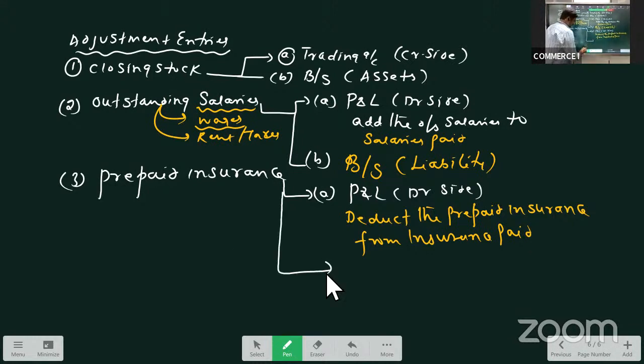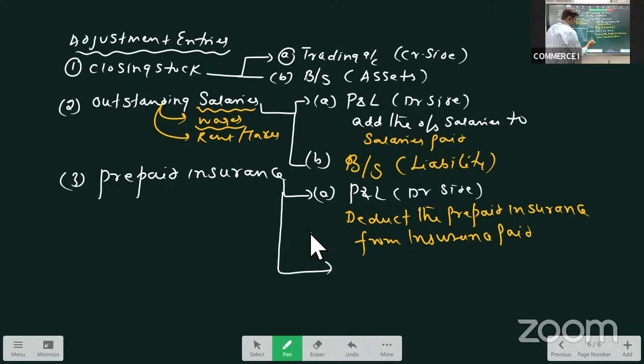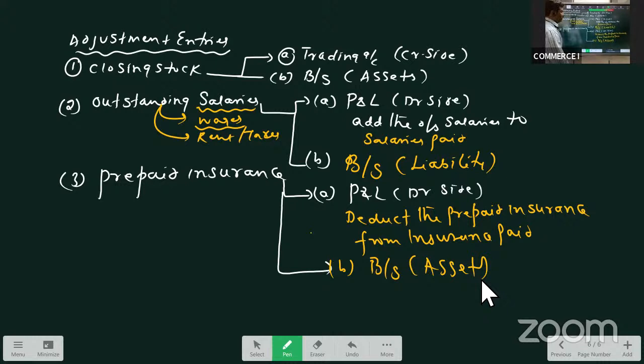Received in advance, it is a liability. Amount due is a liability. But here it is paid in advance. So in balance sheet, we will show it as an asset. Go through these adjustments, very, very important. Adjustments are special entries having dual effect, once in trading or P&L account and once in balance sheet.